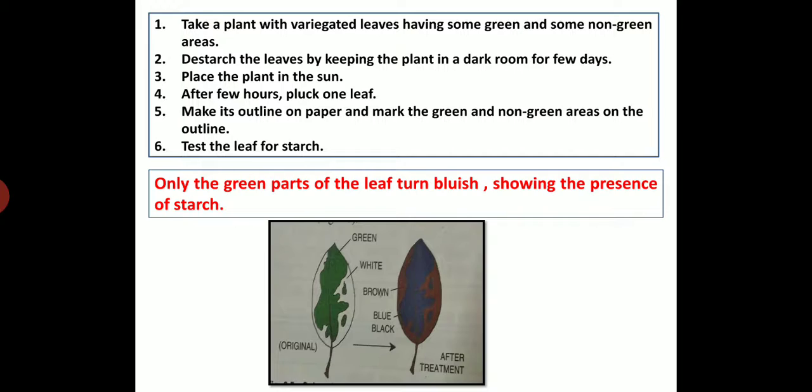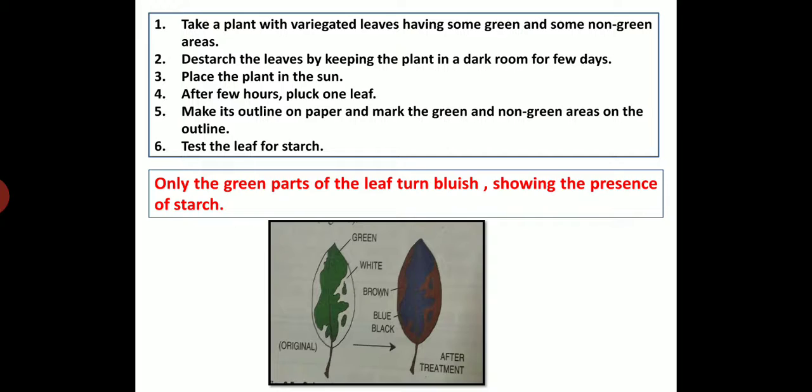No photosynthesis has occurred in the white portion, which shows the brown coloration after the iodine test, because there is no presence of starch. That means no photosynthesis. Only the green portion, which shows the presence of starch, means the chlorophyll is present and photosynthesis has occurred.